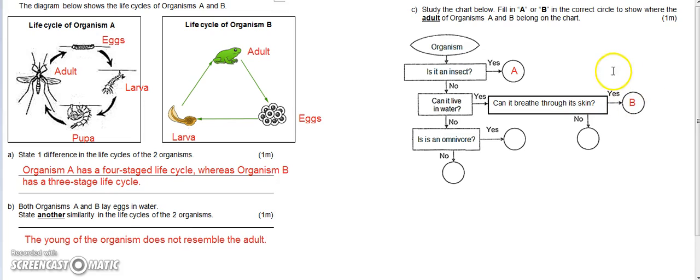Whether it's an omnivore, can it live in water, it can't live in water, and all this is not relevant because now we've gotten the answer.